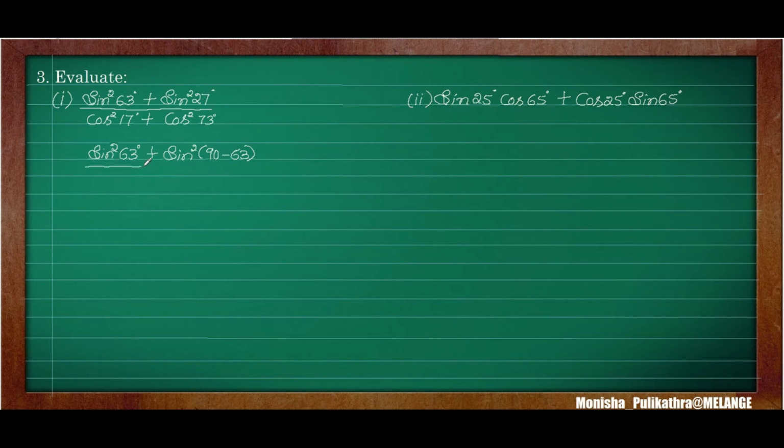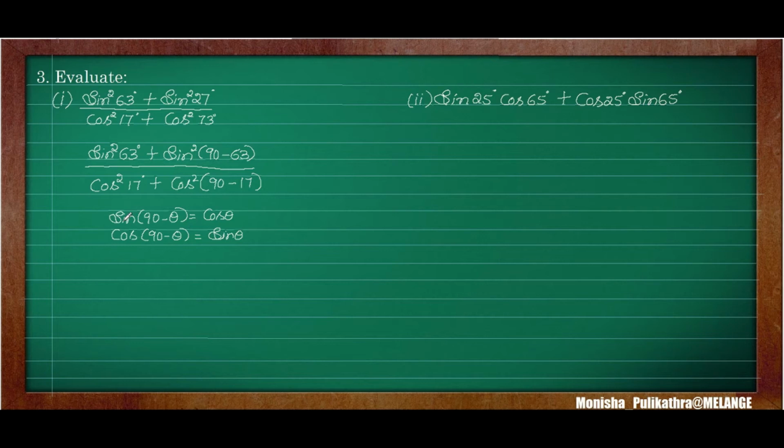Next, in the denominator, you can change either of the two. I will change the second one. So cos square 17 degree plus cos square, instead of 73 I will write 90 minus 17, because 90 minus 17 is also equal to 73. We know from complementary angles that sine 90 minus theta is equal to cos theta, and cos 90 minus theta is equal to sin theta.